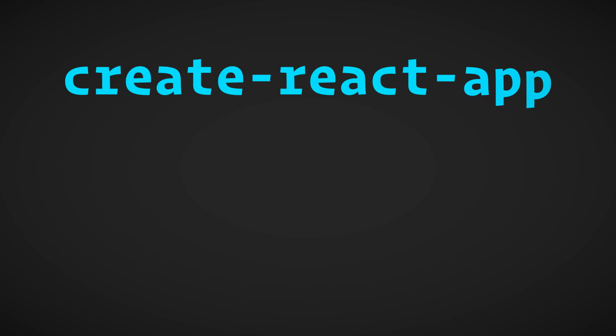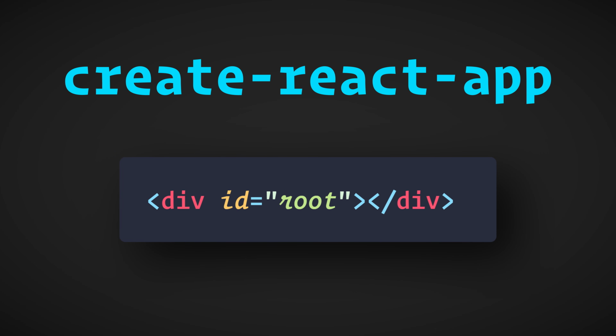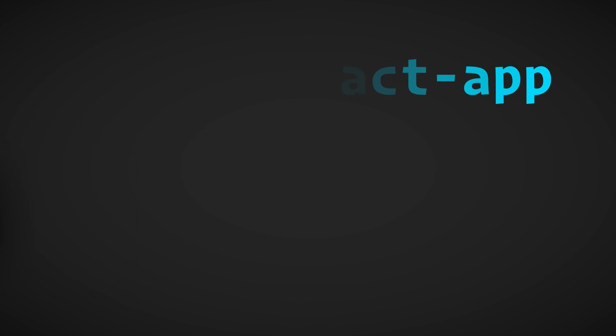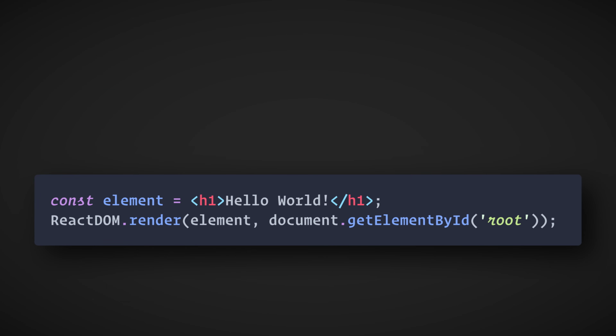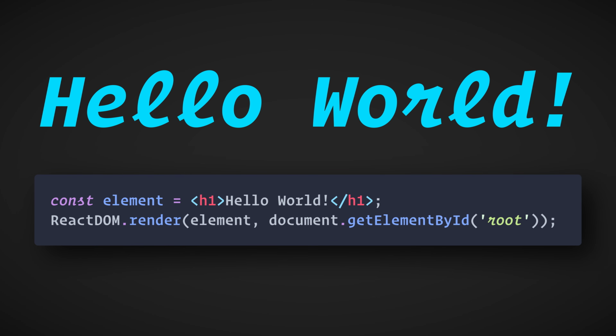When you create a React project using Create React App, you'll have an index.html file which will contain a single div with the ID of root. We call this a root DOM node because everything inside it will be managed by the React virtual DOM. To render a React element into a root DOM node, pass both to the ReactDOM.render. This will display Hello World on the page.